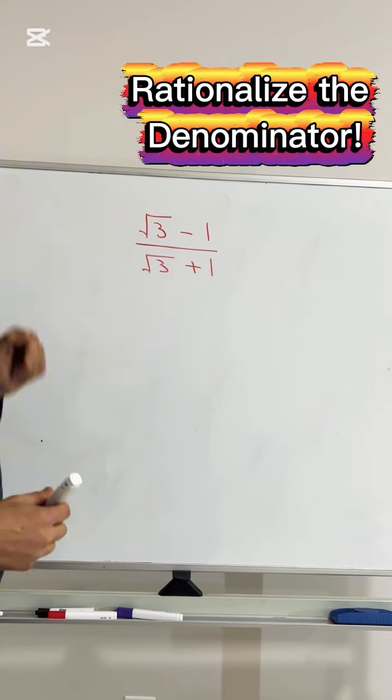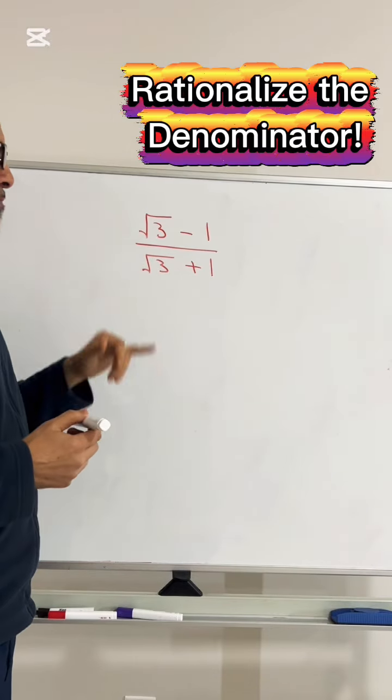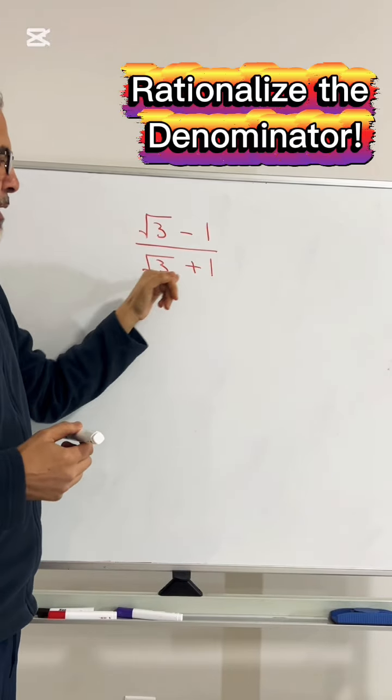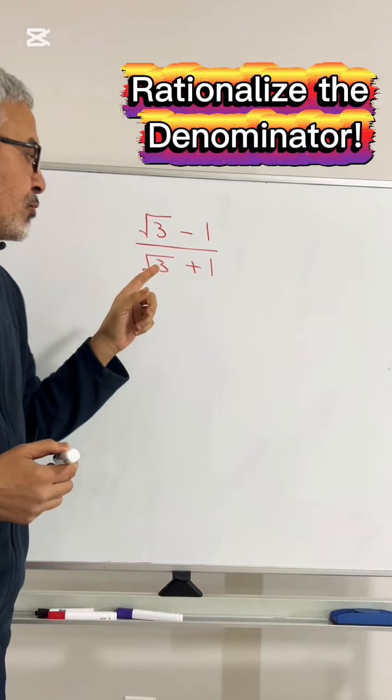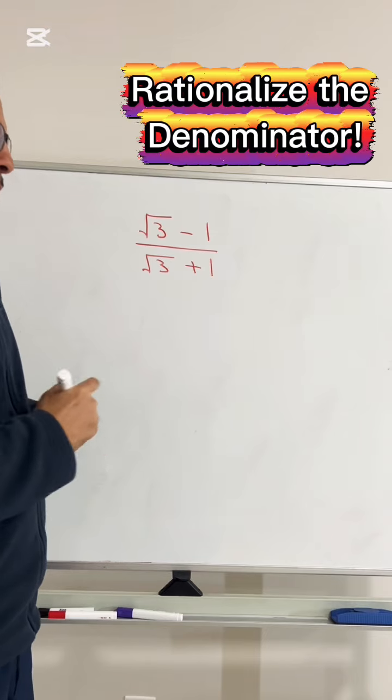Rationalizing the denominator. To rationalize the denominator of this, since the bottom is a binomial, that means we have to multiply by the conjugate. And what's the conjugate?